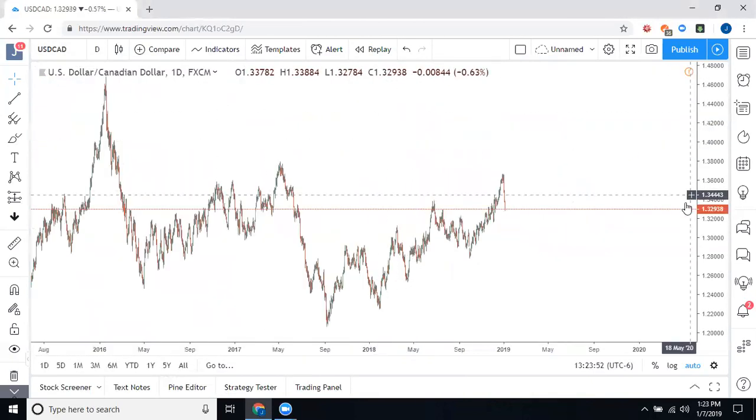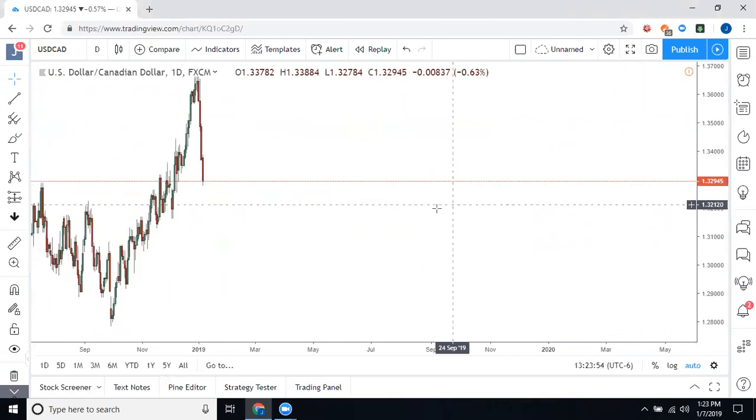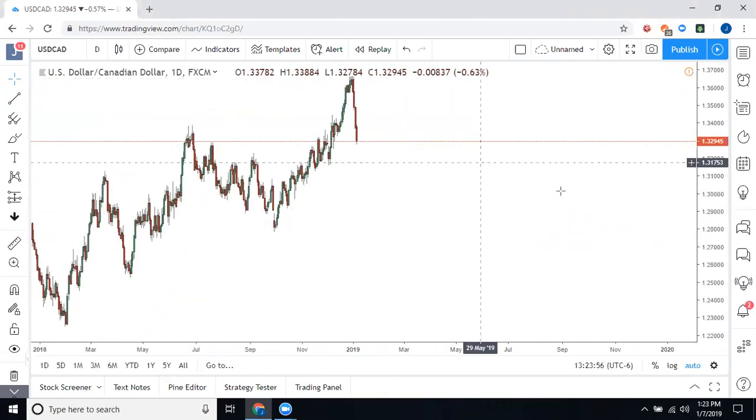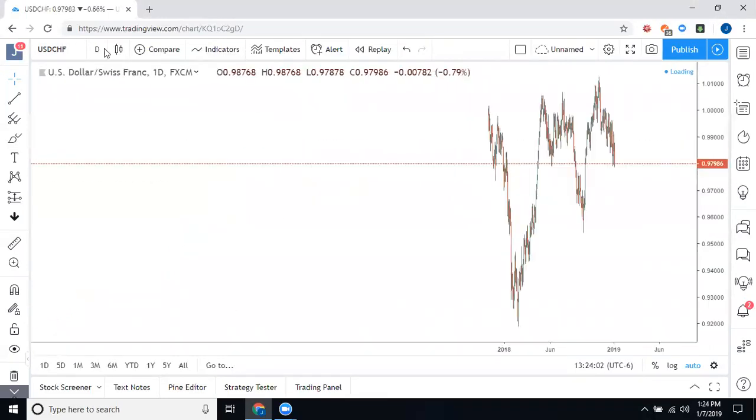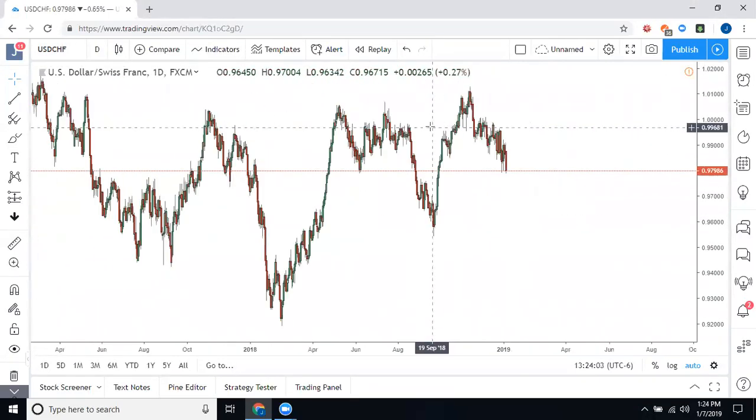USD CAD has been insane. Wow. Yeah, I'm telling you, look at this. USD CHF is what I've been in.